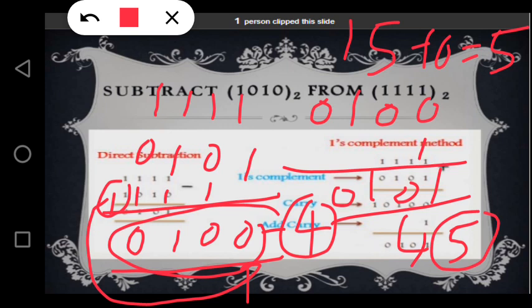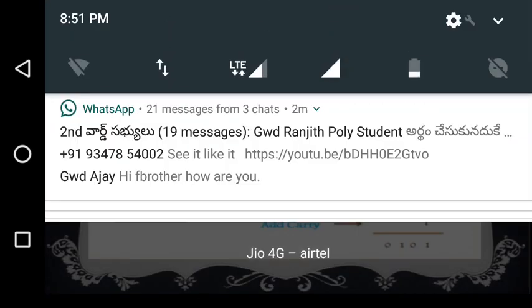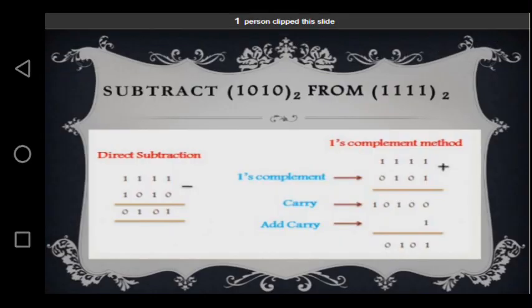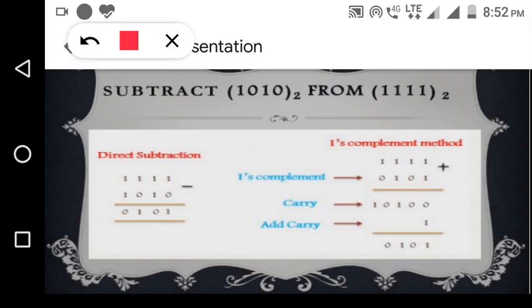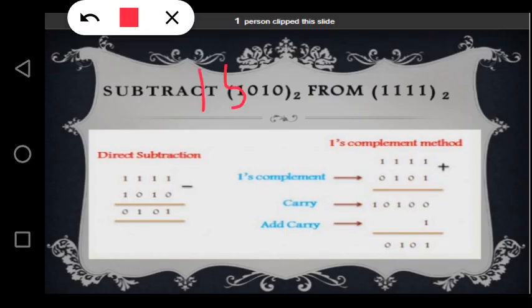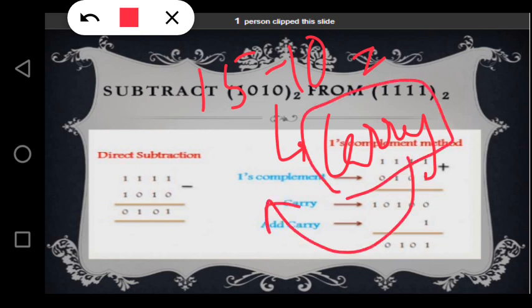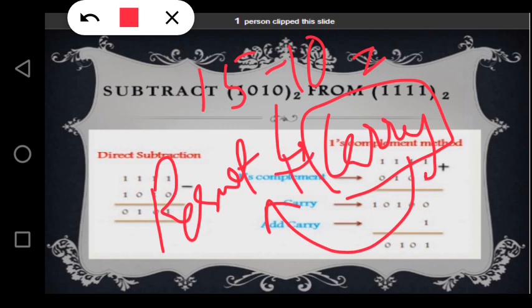I hope you are understanding this concept. So this is the way of subtracting a number. The logic is you are subtracting the smaller number from the bigger one. So you should remember that when you subtract the smaller number from the bigger one, you should get a carry. When you get a carry, you just have to add the carry to the result, and you will get the final result. This is very simple.